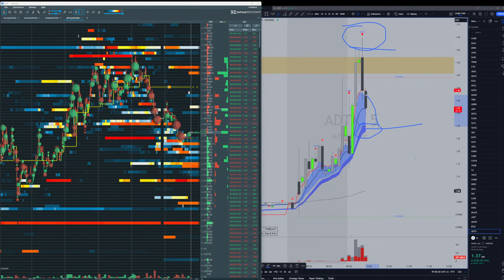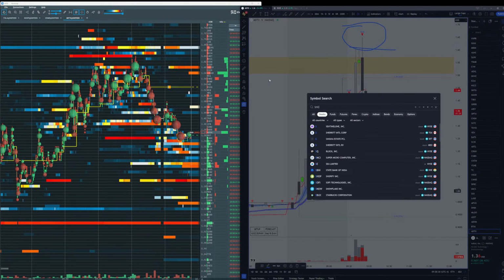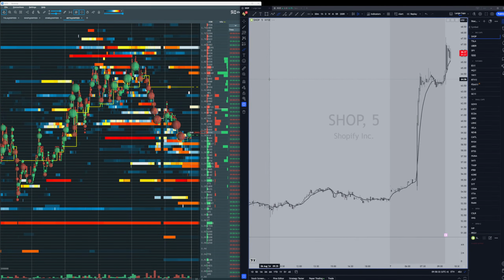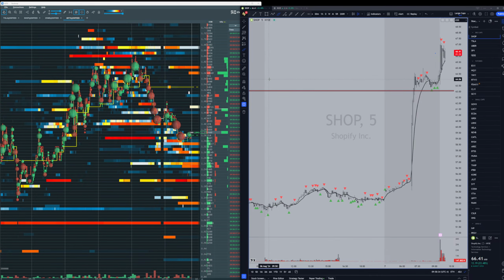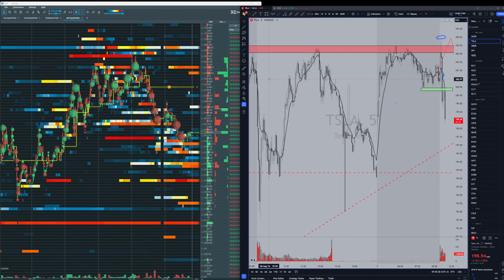$136. It's very nice to look over here, the price action. Just a few seconds, I want to go back at SHOP. So SHOP, very beautiful play for the long over here. Tesla unwinding, and we had an extra rejection, so it's going to go to that 197.